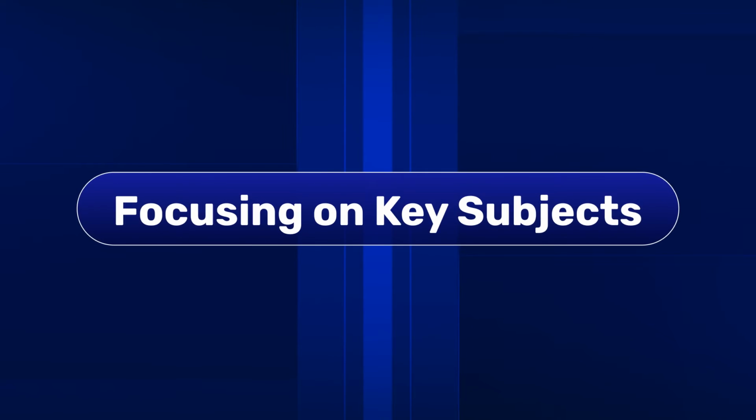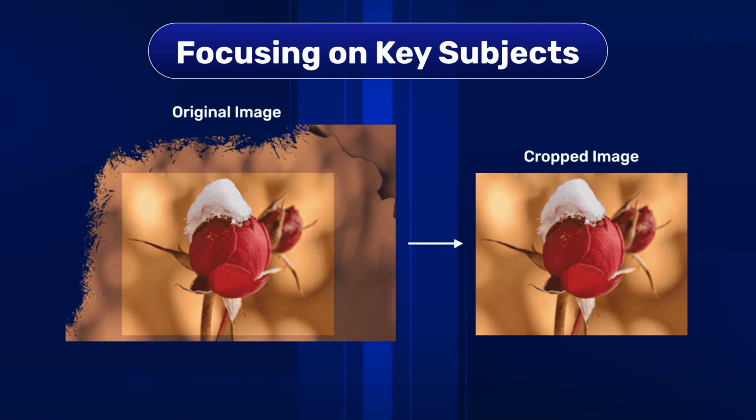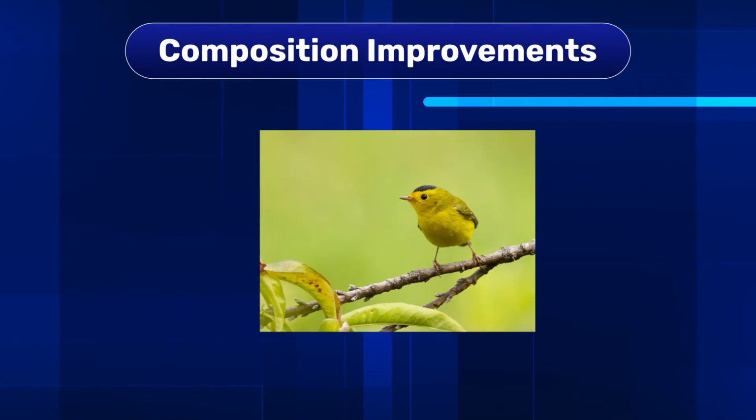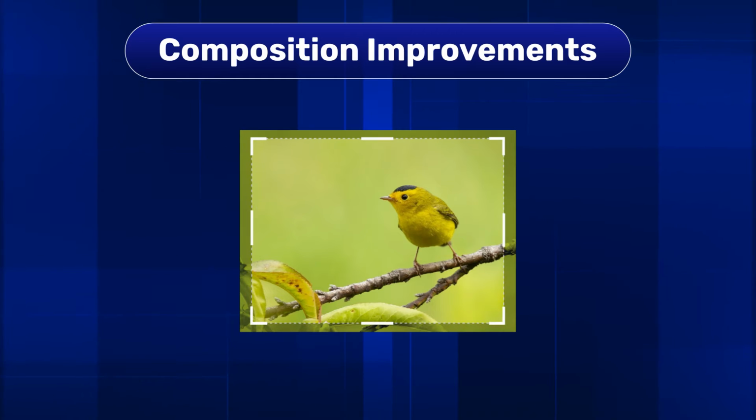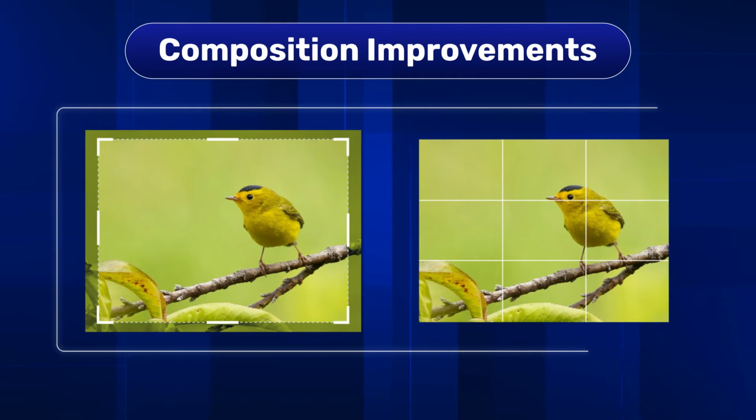Focusing on key subjects: cropping can highlight important elements within an image by removing distractions. This is the first technique that is used for reviving photo scans of old film pictures. Composition improvements: by adjusting an image's composition to follow principles like the rule of thirds, a basic shot like this can be framed into an amazing shot like this one.